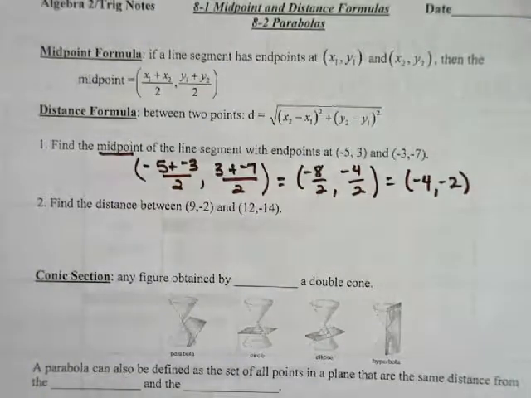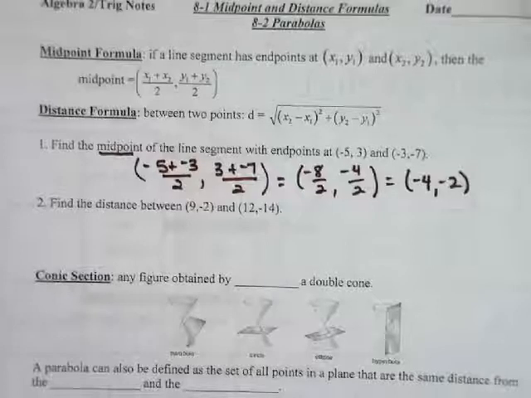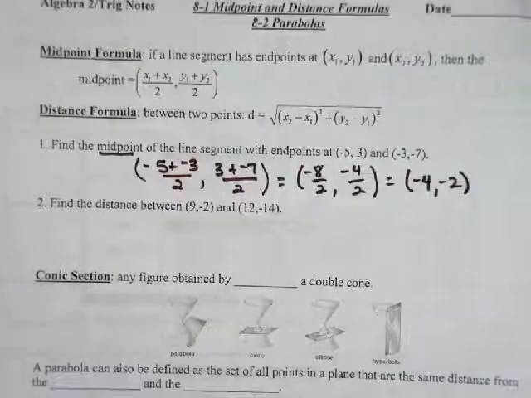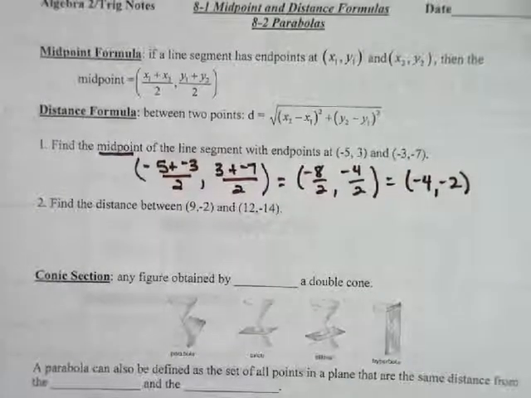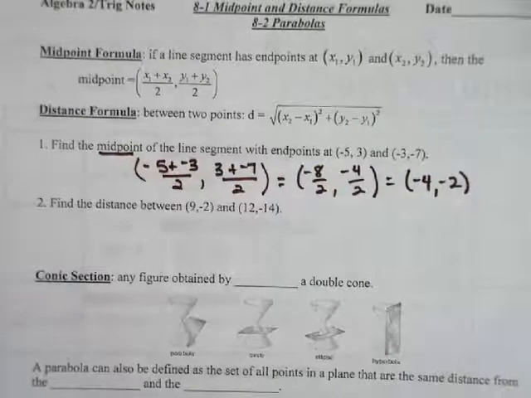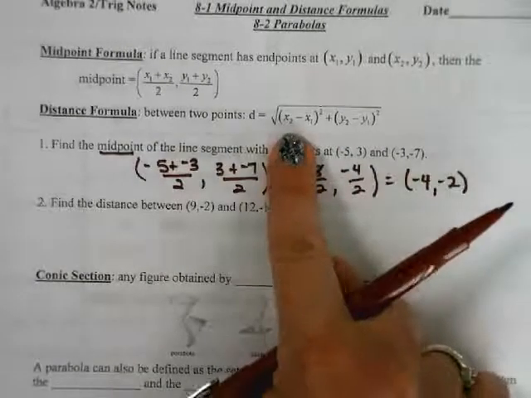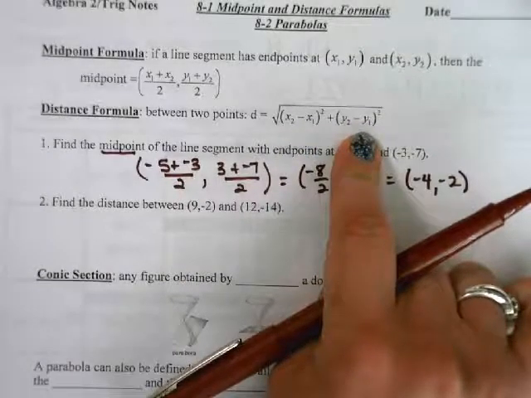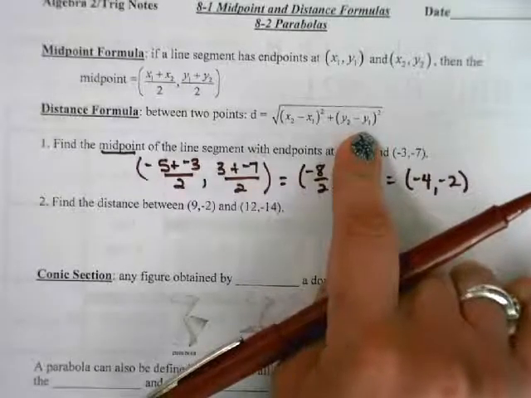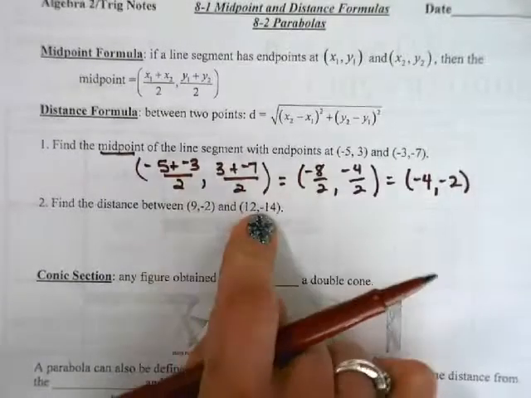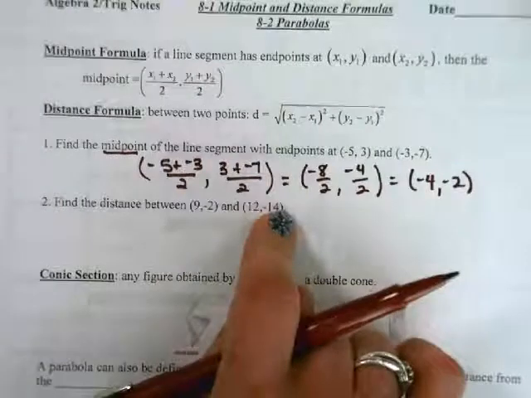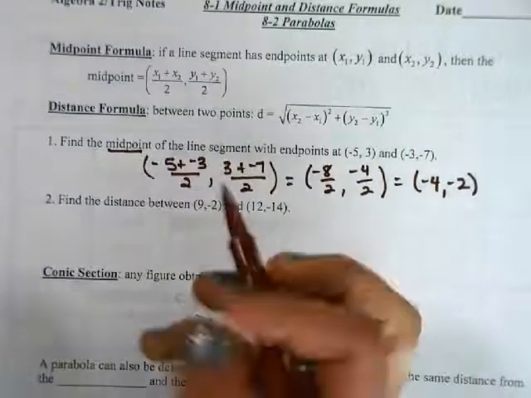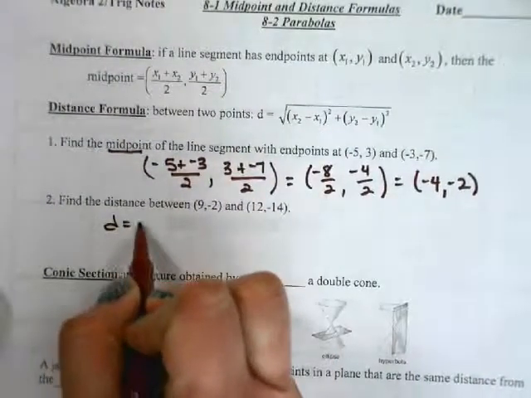Okay, so the midpoint should be a point. Number 2 there says find the distance between (9, -2) and (12, -14). Now, in our formula, we take x2 minus x1 and y2 minus y1. Does it matter? No, it doesn't matter which one you decide to subtract. But if you're going to take this guy minus that guy, you better do it with the y's. Does that make sense?